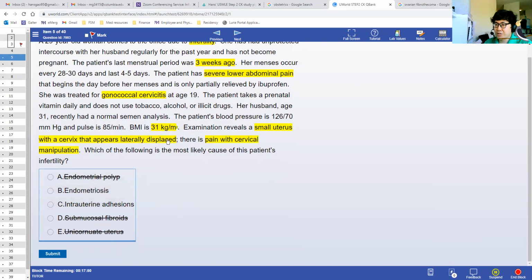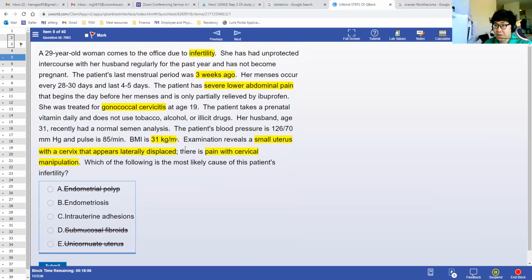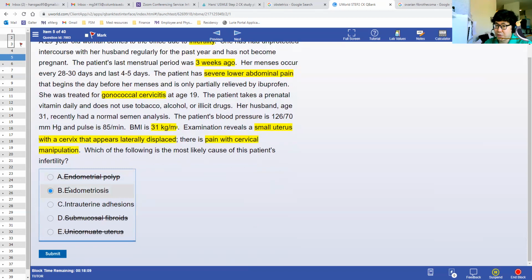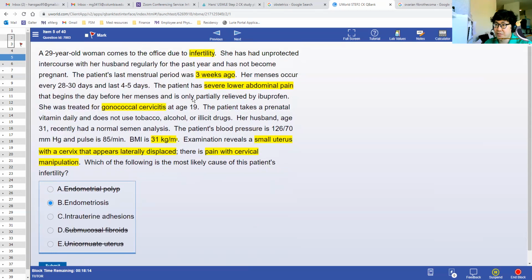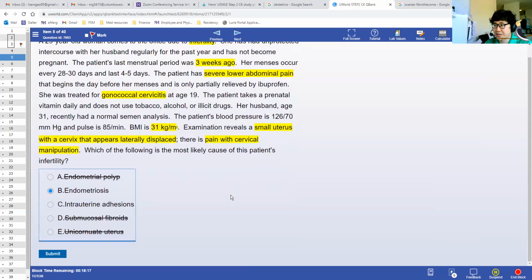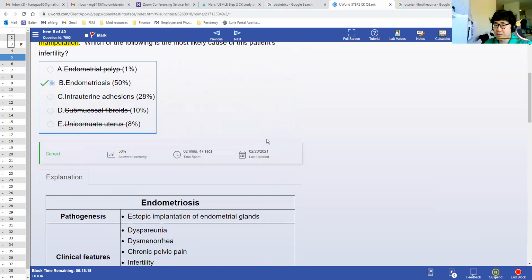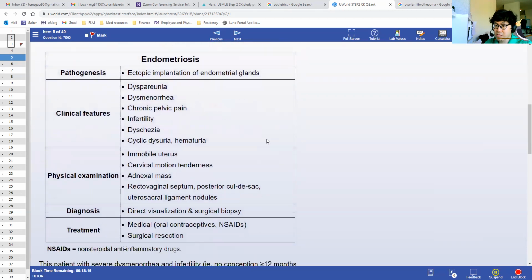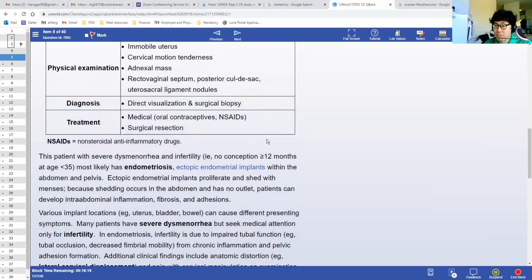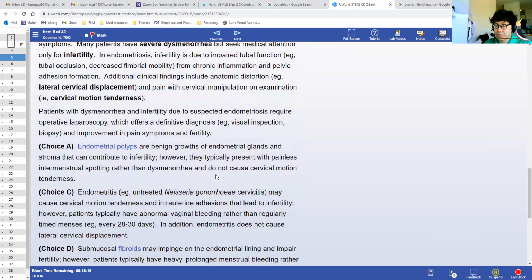Both of these can cause the cervix to be laterally displaced, but only one of them, the endometriosis, sounds like it's going to cause lower abdominal pain right before menses. Both of them can cause pain with manipulation. Both of them can be seen in overweight individuals. So, yeah, I lean in favor of endometriosis because of the pain part. If she's having active PID, this would be a different story too. But in this case, that's not the case. All right, endometriosis is the right answer.